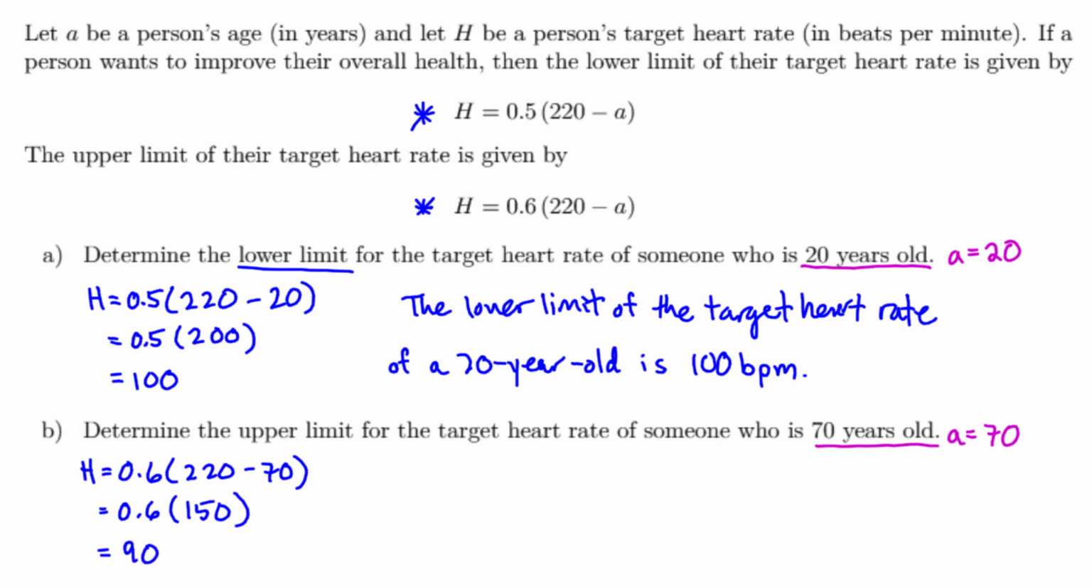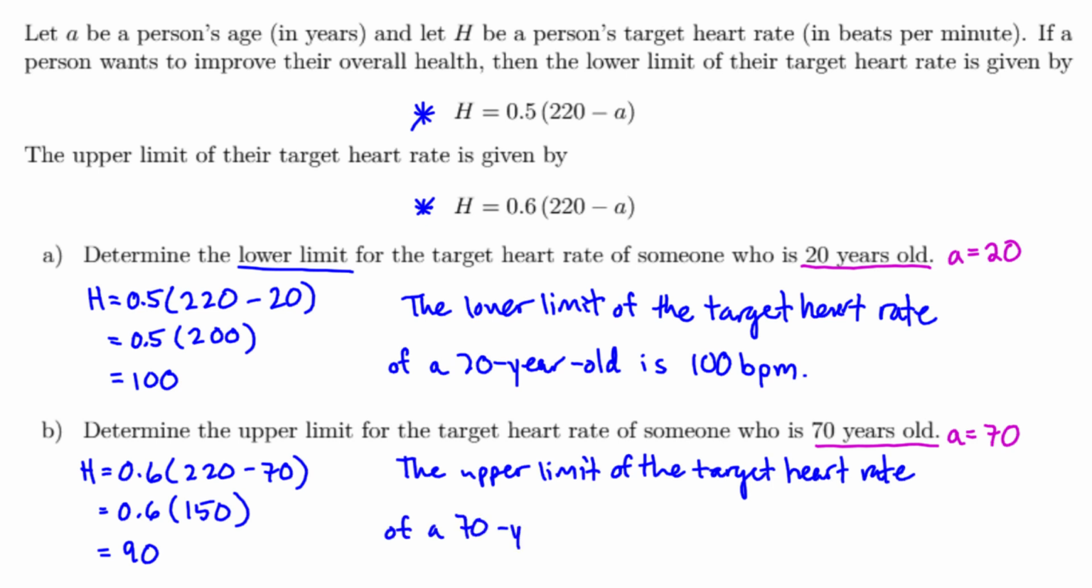So summarizing that, this time we had the upper limit, so the upper limit of the target heart rate of a 70-year-old is, this time it's 90 beats per minute. And again, we'll abbreviate beats per minute with BPM.